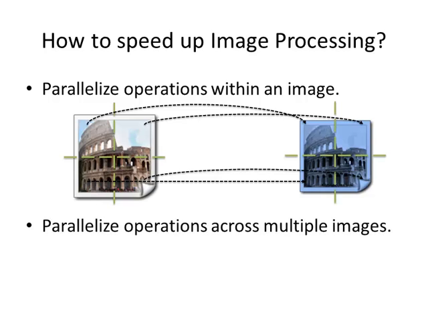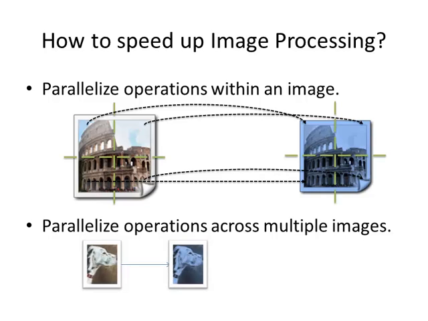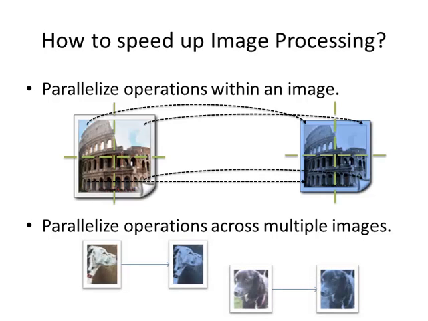The other strategy is to parallelize operations across images. This is a feasible approach when the size of an individual image is small, but there are a large number of distinct images to process.